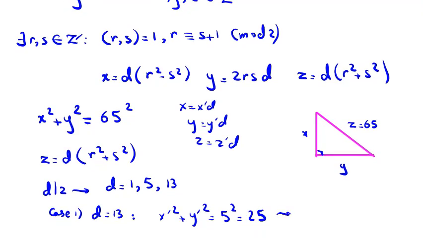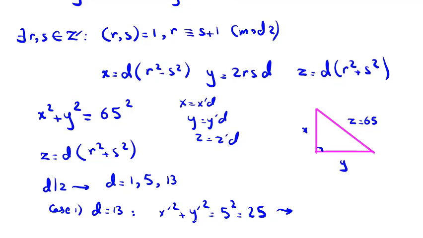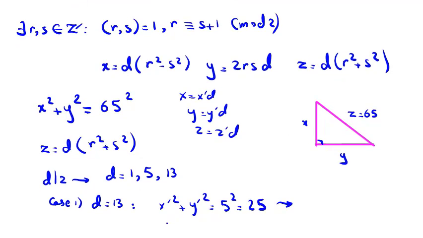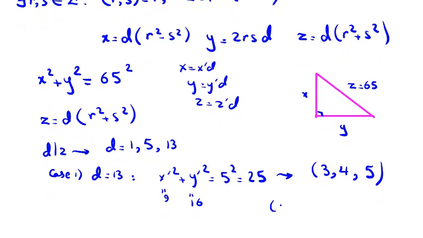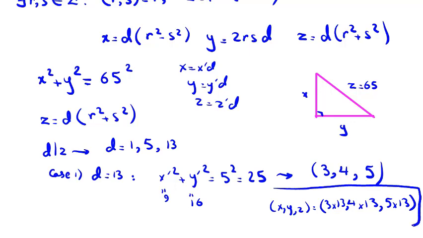So here, if we want to find the answer, the sides are positive. So one of them is 9, one of them is 16. Only this answer works if you check all of them. So we found one answer that is 3, 4, and 5, so x prime, y prime, z prime. So x, y, z here equals 3 times 13, 4 times 13, and 5 times 13. So it is our first answer when d is 13.